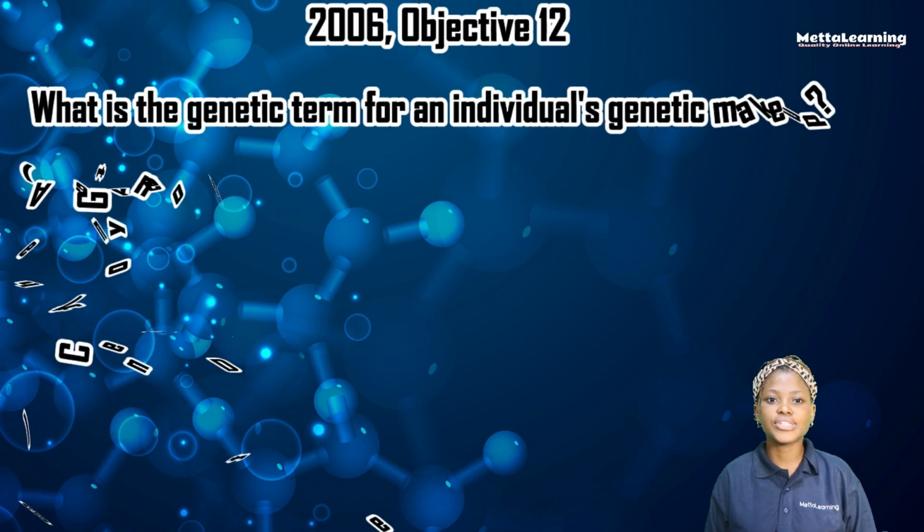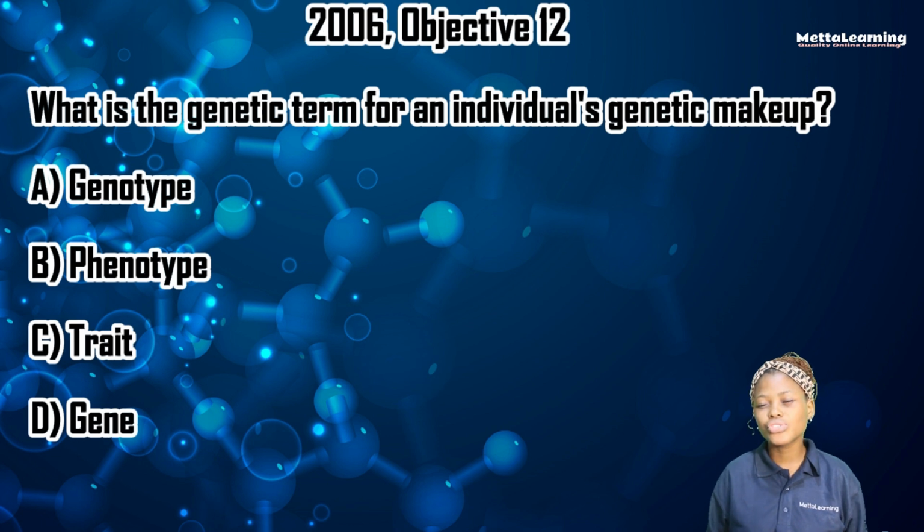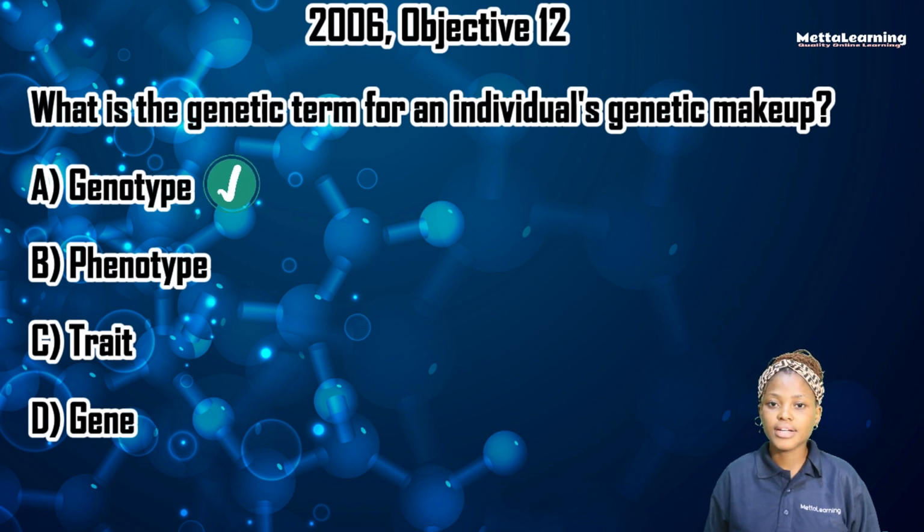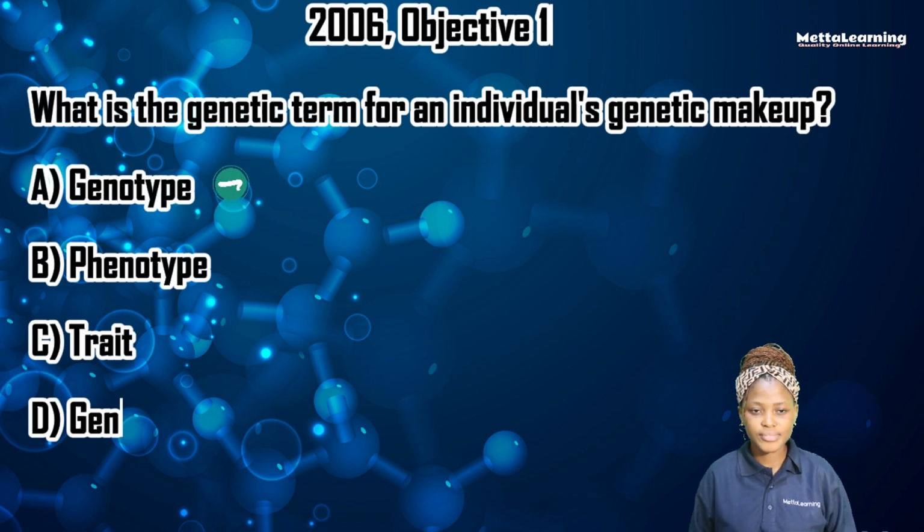Now, next question, 2006, objective question 12. What is the genetic term for an individual's genetic makeup? Option A, genotype. Option B, phenotype. Option C, traits. Option D, gene. Genotype, option A, is the appropriate answer to this question.